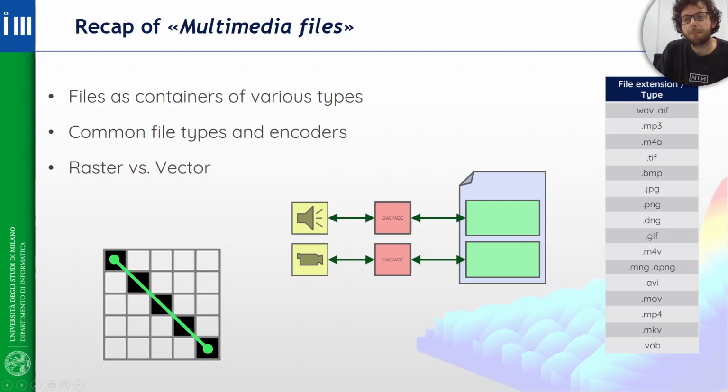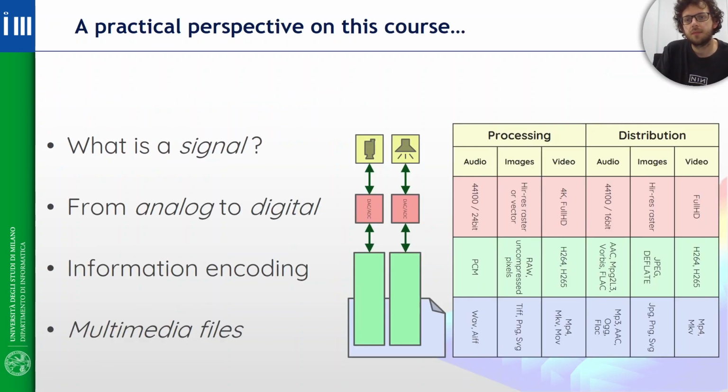So in this last module, we saw what a file container is and what types there are. We saw common file types and encoders, and we saw the differences between raster and vector graphics. If you didn't grasp something of these three aspects, please watch the video again. And that's it. This is the end of the lesson for today.